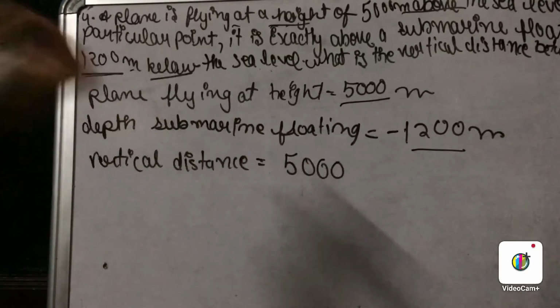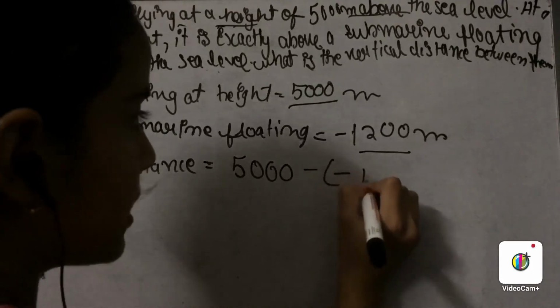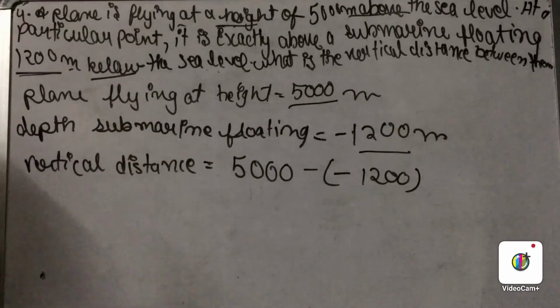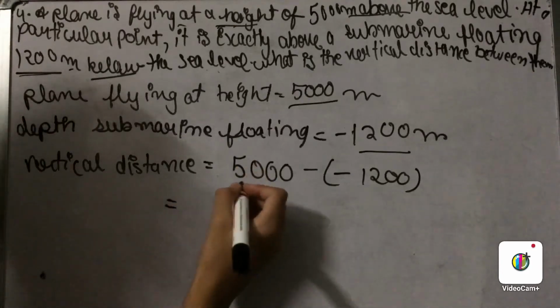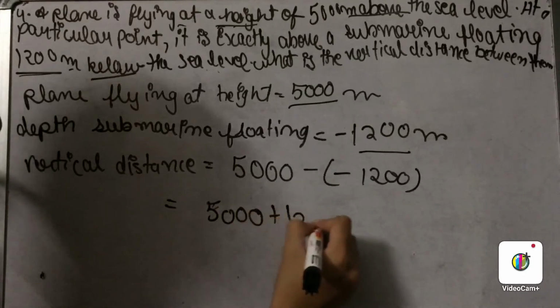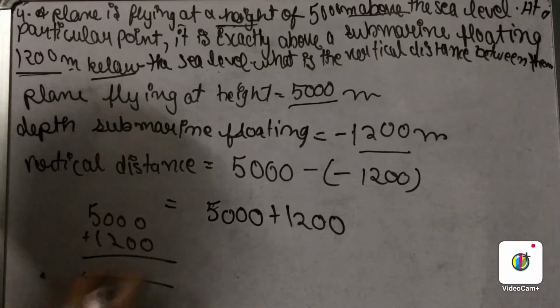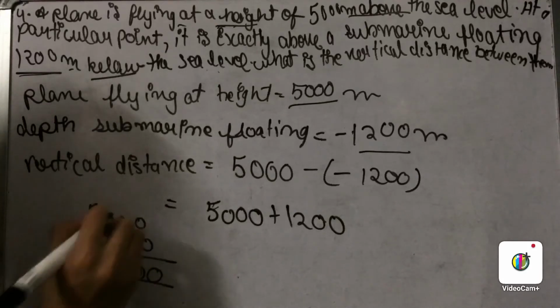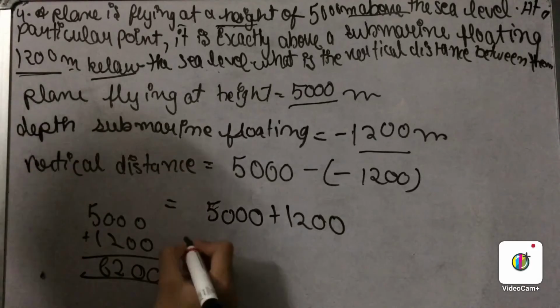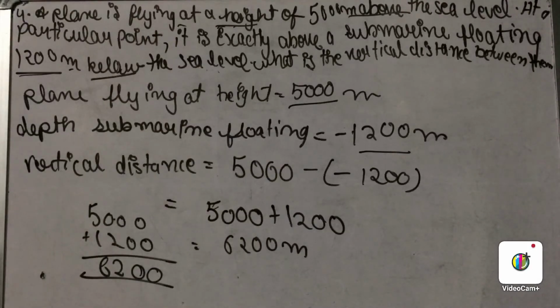5000 minus minus 1200. Now why I have written this is because 5000 minus minus becomes plus, so it would be 5000 plus 1200 meter. So 5000 plus 1200: 0 plus 0 is 0, 0, 2, and 5 plus 1 is 6. So the answer is 6200 meter. So in this way we have solved our question number 4. Now moving to question number 5.